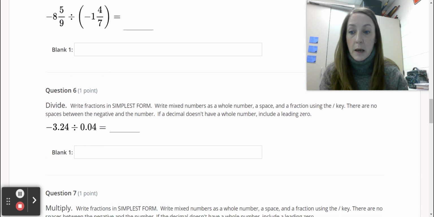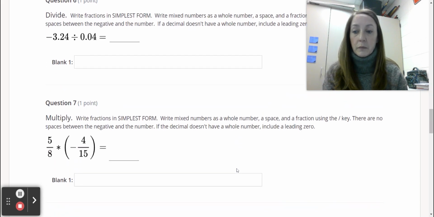Question number 6 is decimals with division. Make sure that you apply the correct rule. So if I were you, I would set this up with long division, and if necessary, if there's a decimal divisor, make it a whole number by shifting the decimal to the right. Whatever you do to the divisor, you have to do the same thing to the dividend, and don't forget to apply the positive or negative.